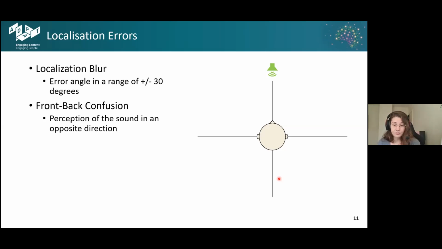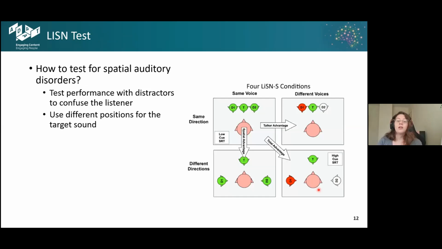But how to measure these auditory spatial skills? So there's a test for this condition, and this is called the listening in spatialized noise test. And the objective is to pay attention to the target sound source that is named T here.